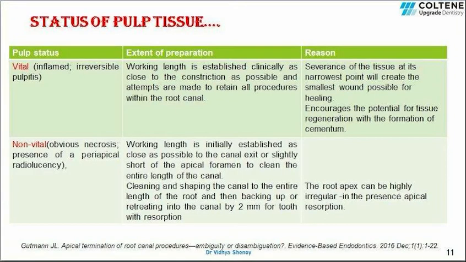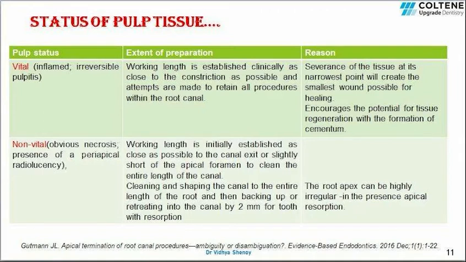We usually measure working length till the same point for all teeth, that is till the apical constriction, regardless of the status of the pulp. But the status of pulp tissue is an important factor that we have to take into consideration while measuring working length.